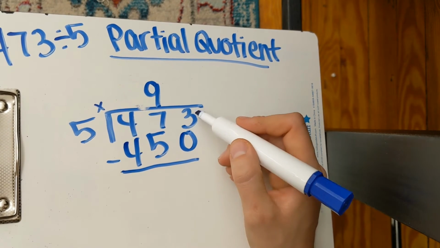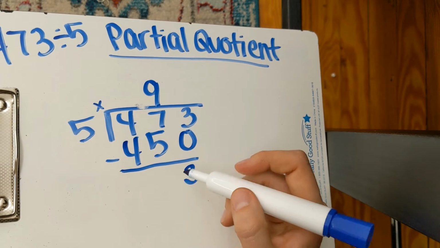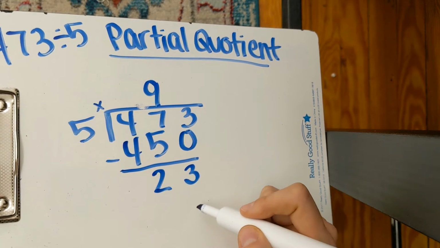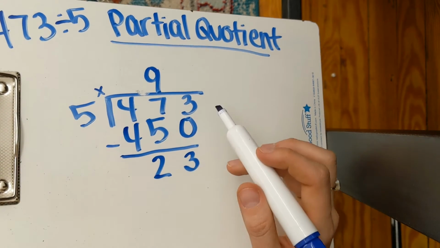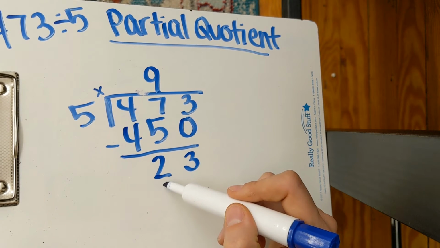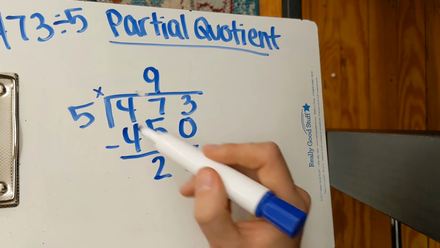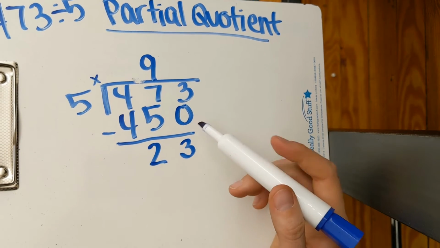If I take 3 and I take 0 away from it, I still get 3. I'm taking 5 away from 7, I'm going to get 2. So 4 away from 4 is 0, but we don't need to write that 0 there. Now we're trying to figure out how many times does 5 fit into 2? 5 doesn't fit into 2, so we're going to have to think how many times does 5 fit into 23, focusing on the larger amount.